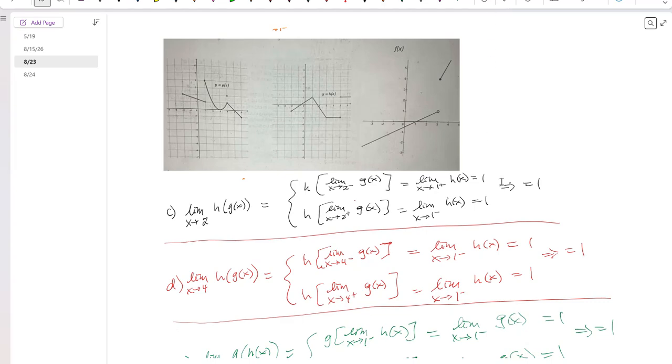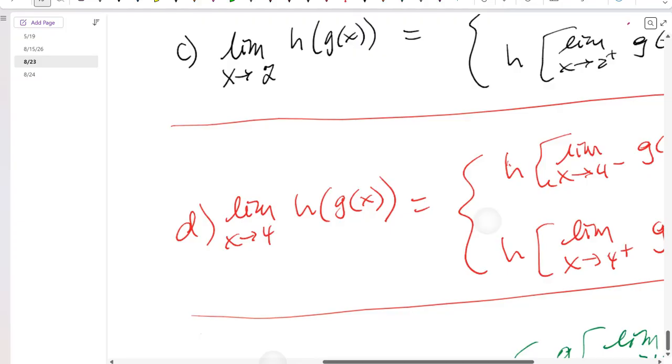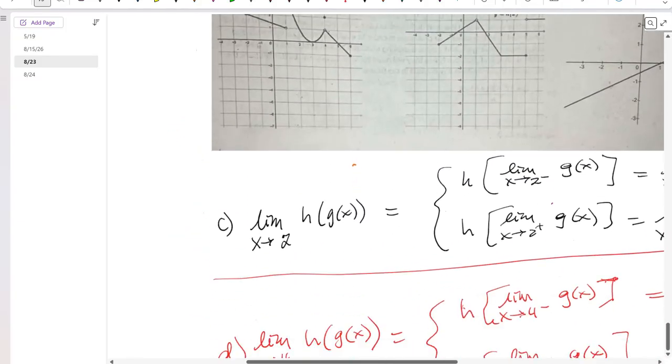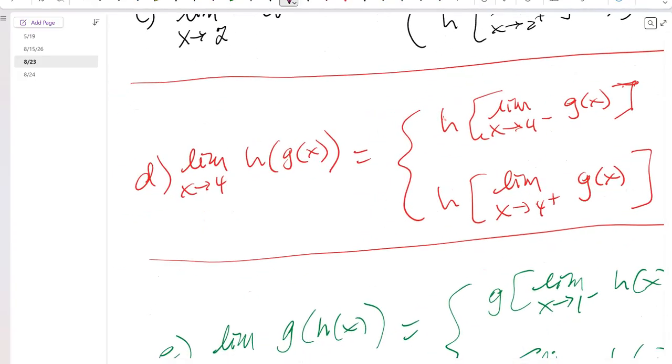Now let's look at what D has to say. D is the limit as x goes to 4 of h of g of x. We're going to split that up once again into 4 from the left and 4 from the right. We're pulling it inside, pulling this inside to g of x. So we'll look at x going to 4 from the left of g of x.